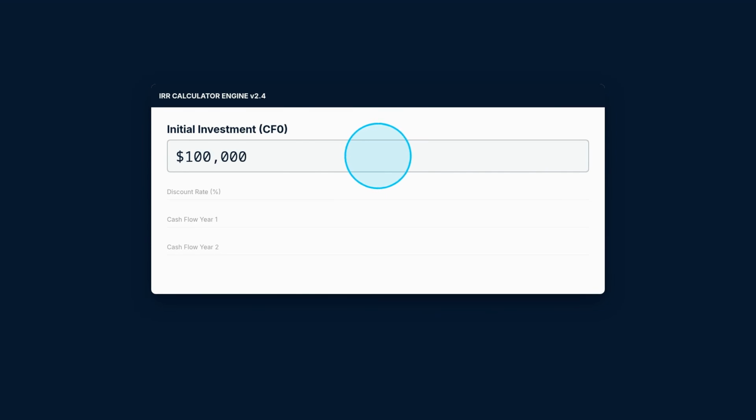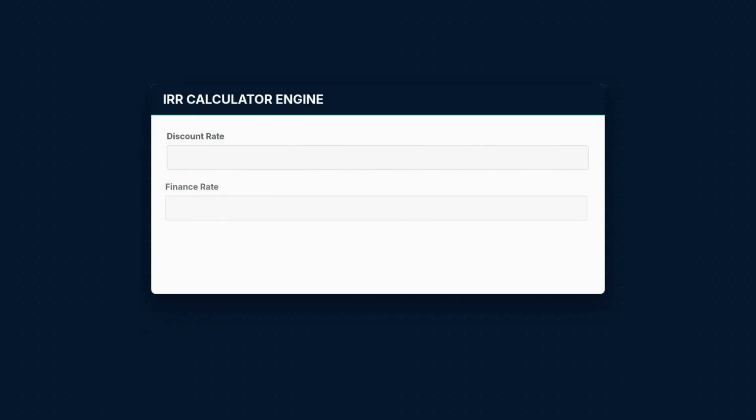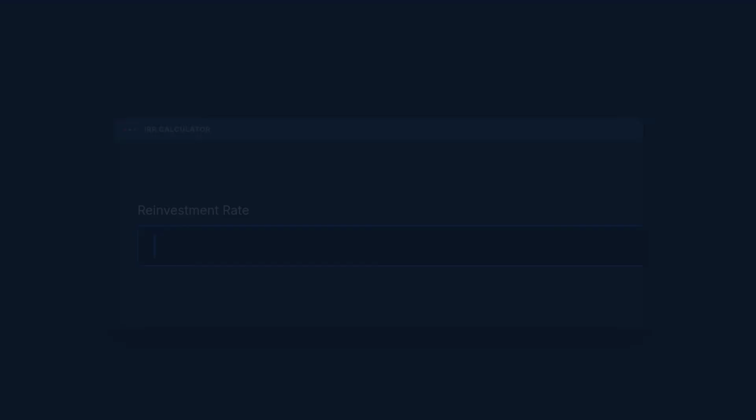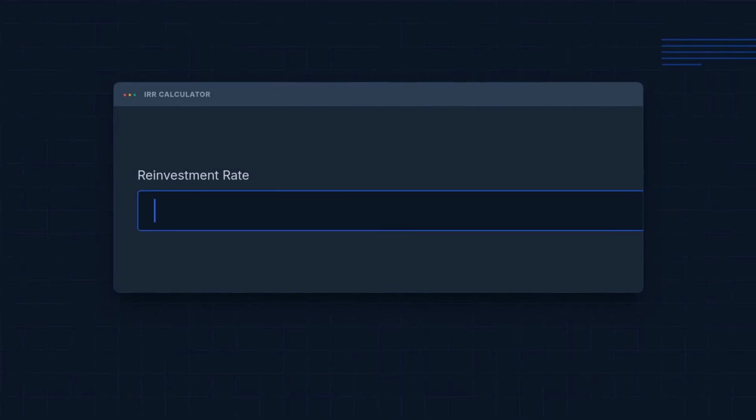Next, enter your initial investment in dollars. I'm using 100,000. The discount rate percentage field is where you input your required rate of return. I'll use 10%. Finance rate percentage represents your borrowing cost, 8% for this example. Finally, reinvestment rate percentage is for reinvested cash flows, 12% here.